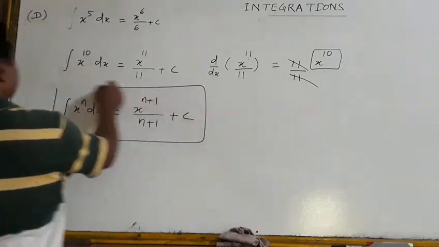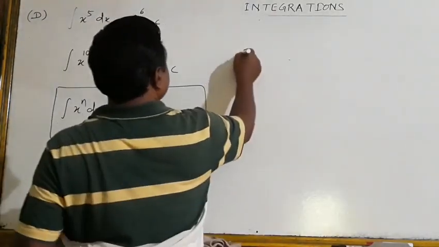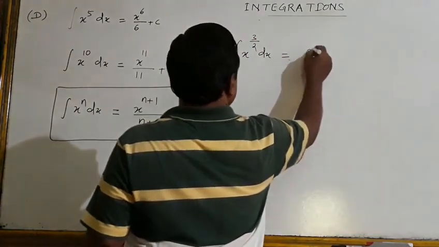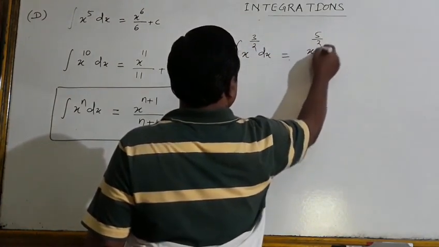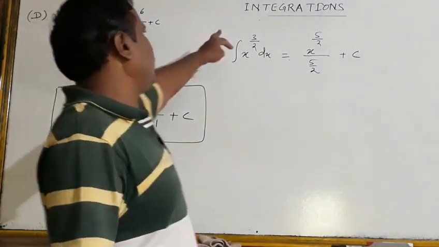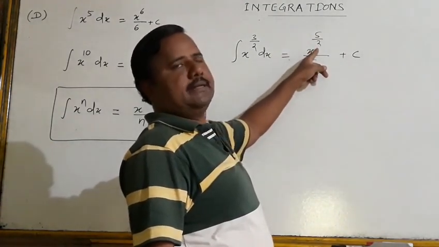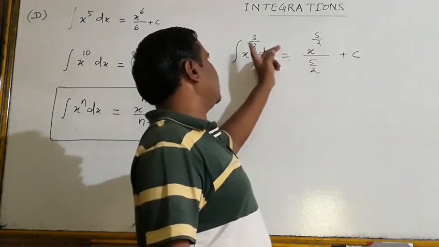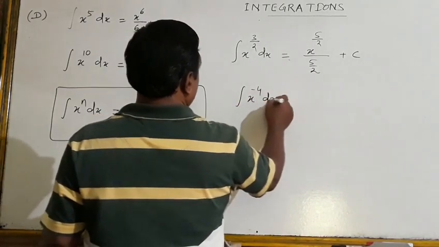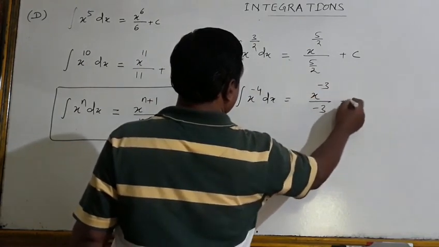Look here. Now, what is happening next? Suppose someone asks me, sir, x to the power 3 by 2, what is its integration? Naturally, I will tell x to the power 3 by 2 plus 1, means 5 by 2, divided by 5 by 2, plus c. Now if we differentiate this, it becomes 5 by 2 x to the power 3 by 2, then 5 by 2 cancels, leaving x to the power 3 by 2. Suppose someone asks me x to the power minus 4. Then I will tell it is x to the power minus 4 plus 1, minus 3, by minus 3 plus c.